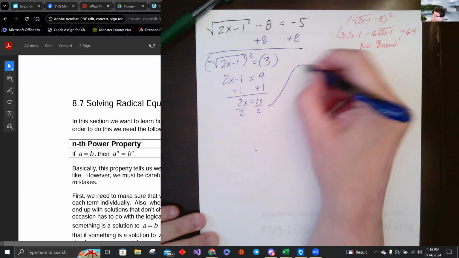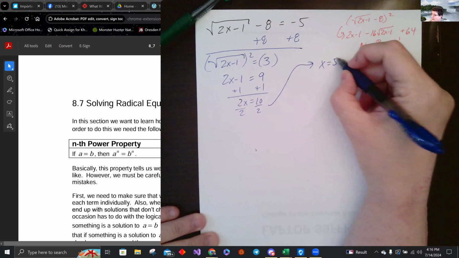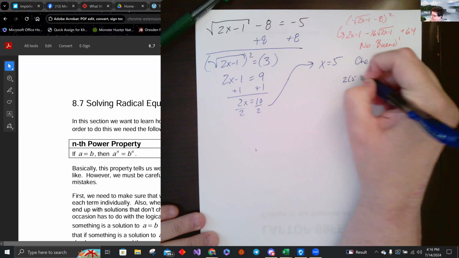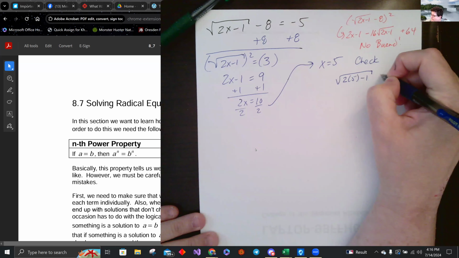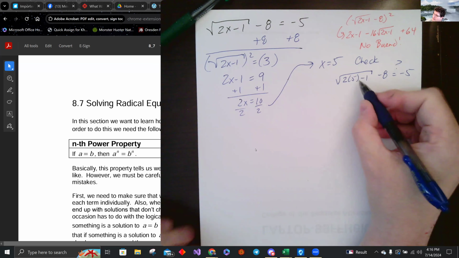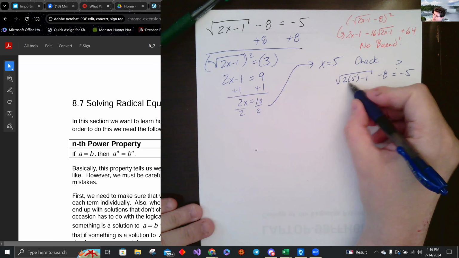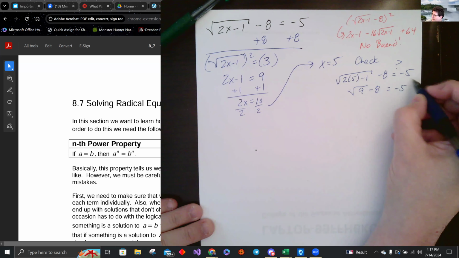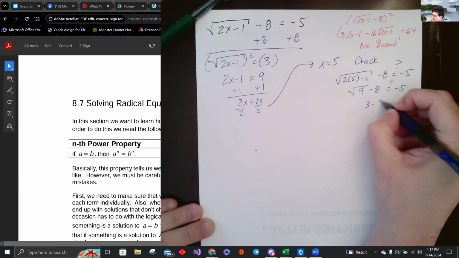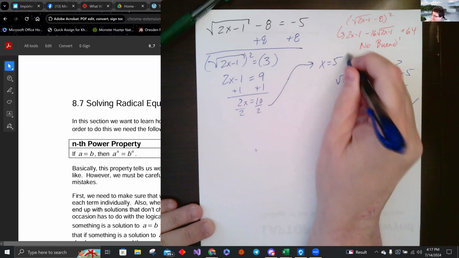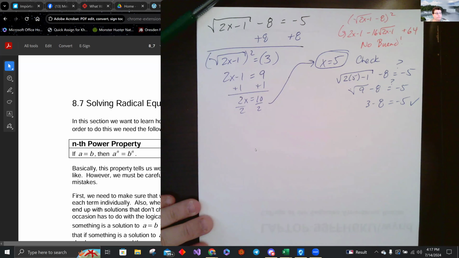And we'll do our check. 2 times 5 minus 1. We've got a square root, minus 8. Does that equal negative 5? This is the square root of 10 minus 1, which is the square root of 9, minus 8. Does that equal negative 5? 3 minus 8 does equal negative 5. So x equals 5 is a valid solution.